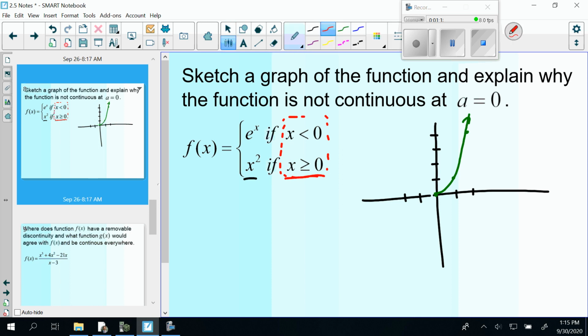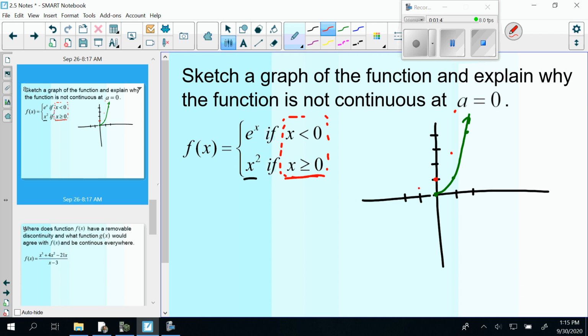E to the x, now you're putting whatever value in and doing it. So if you did e to the 0 power, that would be 1. So the point (0, 1) would be on this graph right here. If you did e to the negative 1 or e to the 1, e to the 1 is about 2 point something, so there's going to be a point about there. And then that's exponential growth, so it's going to be here.